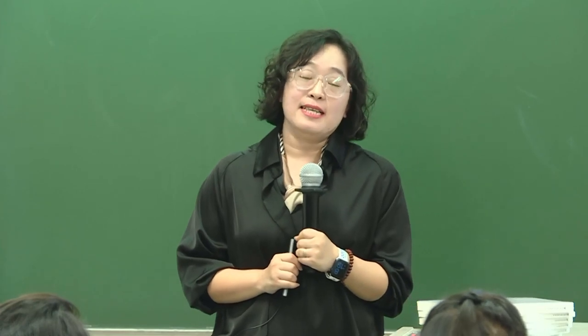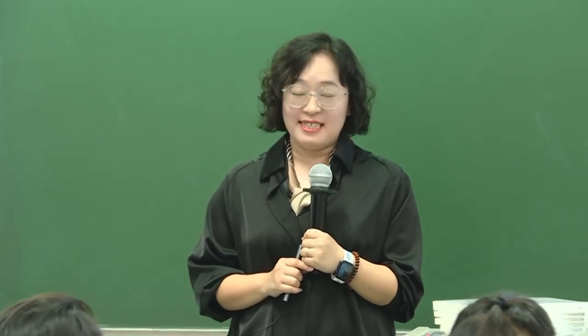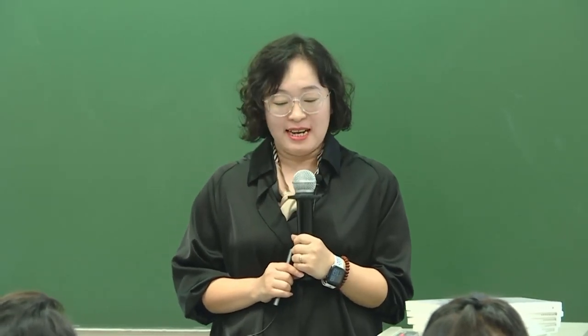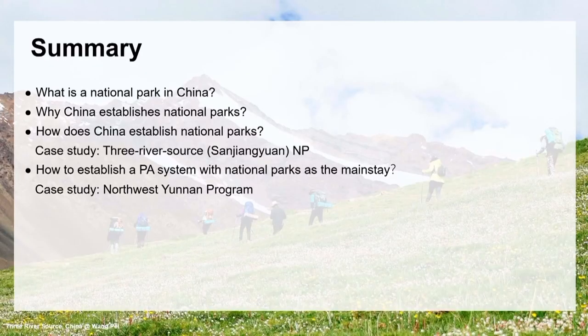Okay, here is the summary of today's lecture. We have discussed such issues as what is the national park in China, why China established national parks, how does China establish national parks, with the Sanjiangyuan National Park establishment process. We know what is the path of the Sanjiangyuan. And the last, how to establish a protected area system with the national park as the mainstay, I introduced our Northwest Yunnan program.